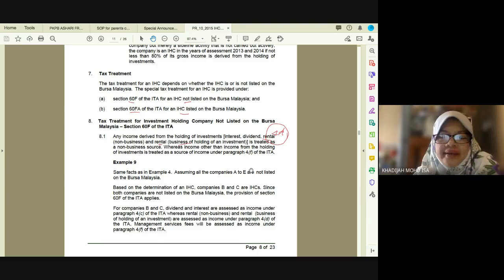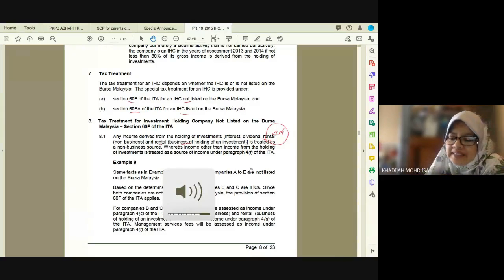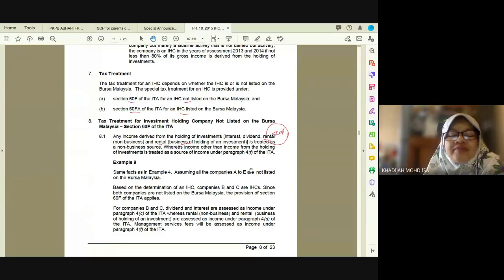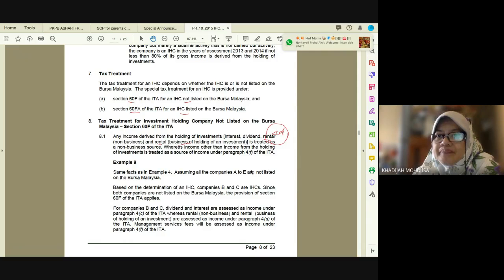What are the two main criteria? Main business and more than 80%. Very good. The main business of the company must be investment holding, and at least 80% of the income of the ISC must come from the business of holding investment. So you have to take into account the 4C and 4D income.